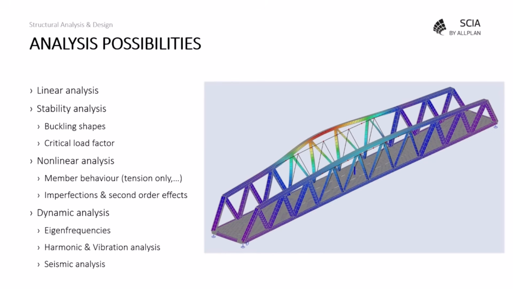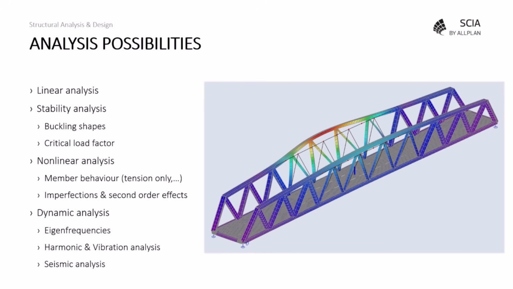Via stability analysis, you can determine the critical load factor or alpha critical factor to check if you're allowed to perform a first order analysis or if you need to take into account additional second order effects. A stability analysis can also give you a better insight in the behavior of the structure, especially related to buckling effects, as you can see here on the right image.